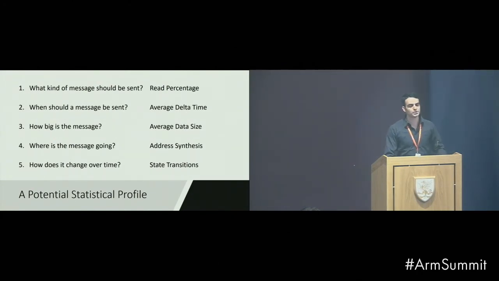And finally, how does it change over time? We've seen a lot of work, for example SimPoints, SMARTS, et cetera, on how there's time-varying behavior in applications. So if we can represent one of those phases as a state and then have a statistical profile for each state in the application, then we could potentially model the transitions between them.